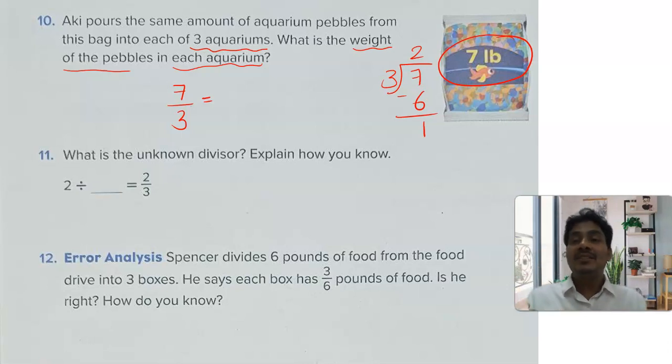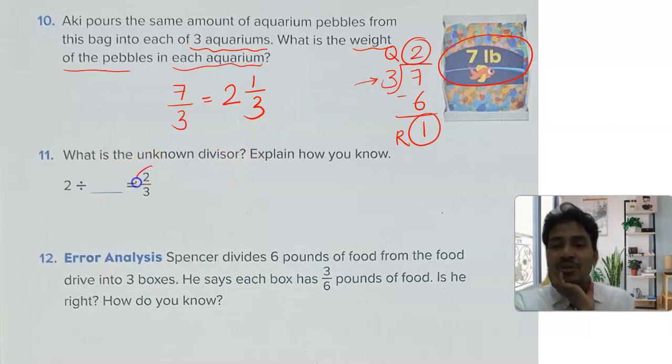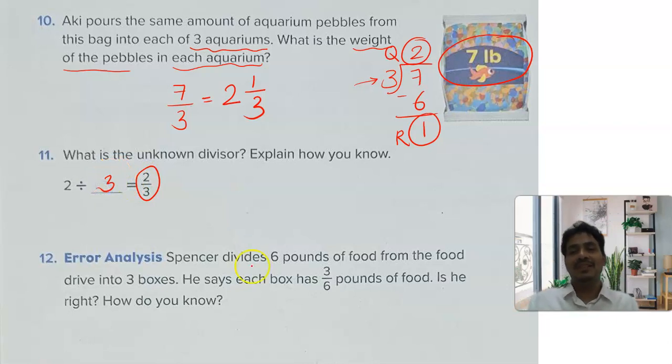Since this is weight, pounds, anything which can be measured, we will write it as a mixed fraction. So we have quotient, remainder over divisor. That is the rule. This is the quotient, this is the remainder, and this is the divisor. That's the answer. Again, this is simple. 2 over 3 is 2 divided by 3.